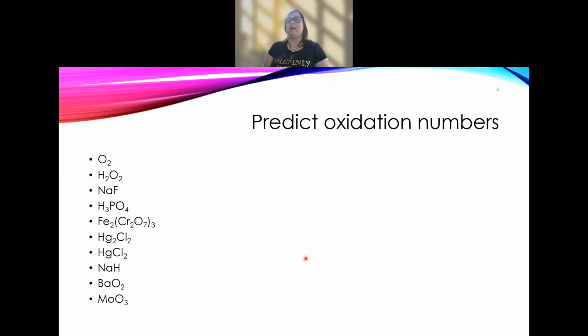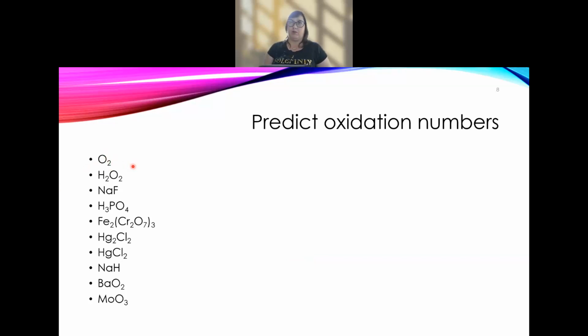Let's do some practice predicting oxidation numbers. Okay. So if I'm going to predict oxidation numbers, I need to look at the list that I have. I have an O2. O2 exists as O2 in nature. So O2 in its elemental state, that oxidation number is going to be 0.